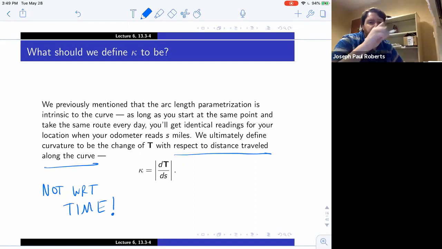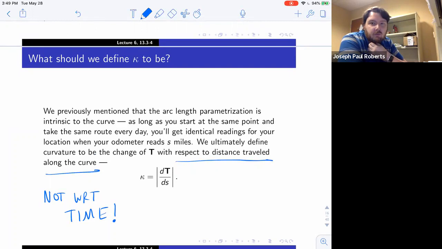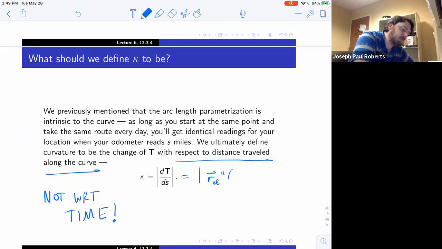So change in direction divided by how far you've gone. That's what we want to do. So basically, we're going to define curvature to be the length of the derivative of your unit tangent vector T with respect to the arc length s. And it turns out that this is actually the length of r double prime of s.